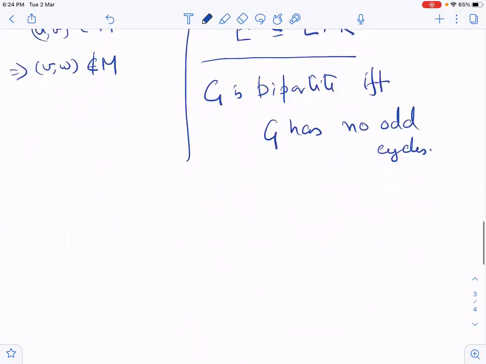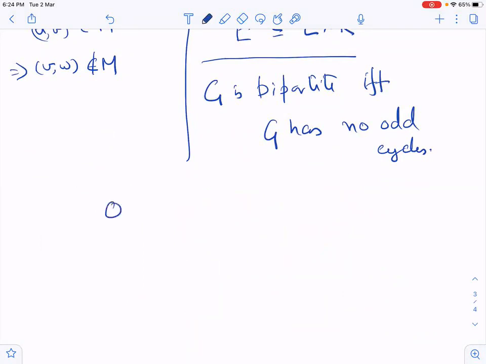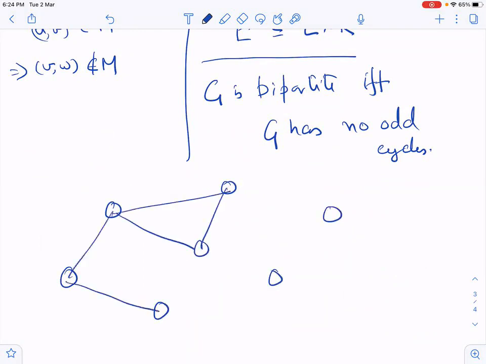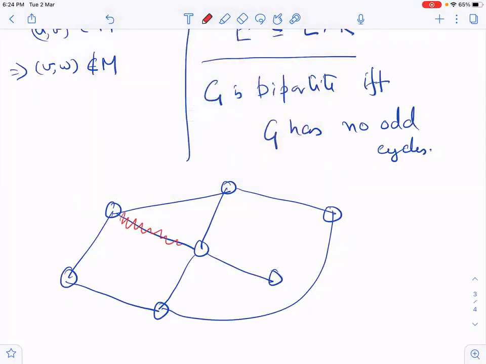Okay, so maybe let's think of it picture-wise. I will not think of it in the bipartite graph setting, sorry. Let me think of it in a general graph setting. Say I have this graph. A matching is basically, I can say, this one and this one is a matching.